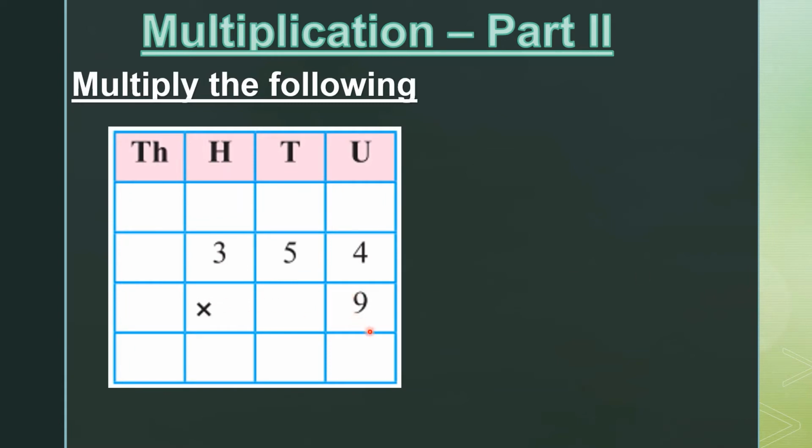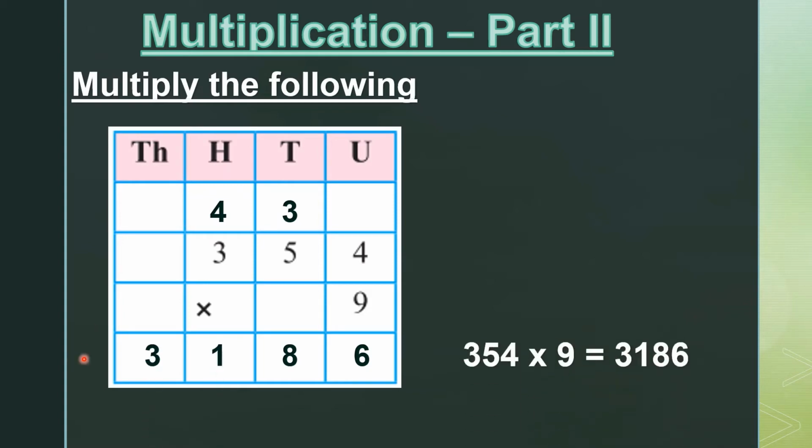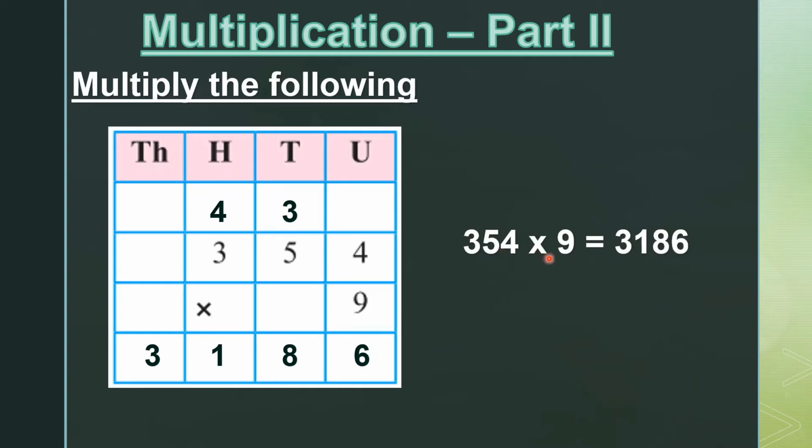Let us move on to the next sum. 354 multiplied by 9. 9 4s are 36. We write 6 in units place, 3 carried to tens place. 9 5s are 45. 45 plus 3 is 48. So we write 8 in tens place. 4 is carried to hundreds place. 9 3s are 27. 27 plus 4 is 31. So 1 in hundreds place, 3 in thousands place. 354 multiplied by 9 we get 3186.